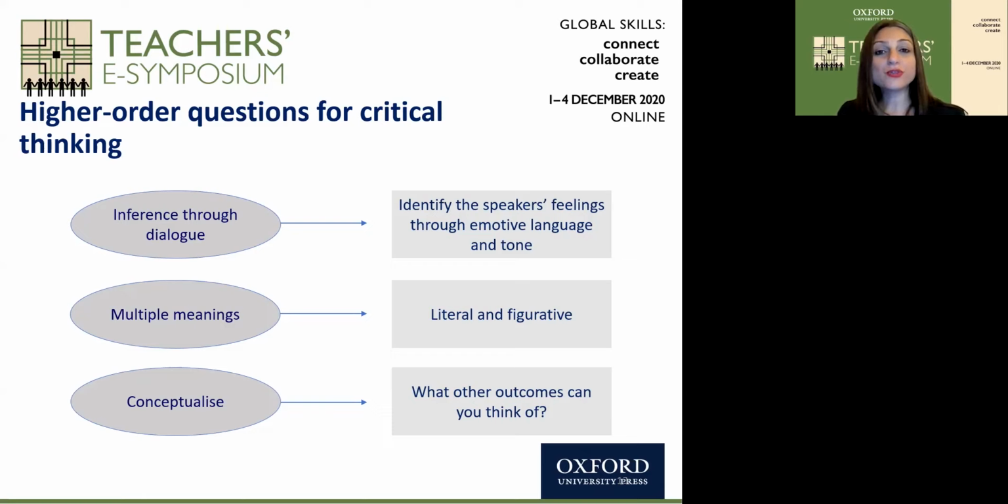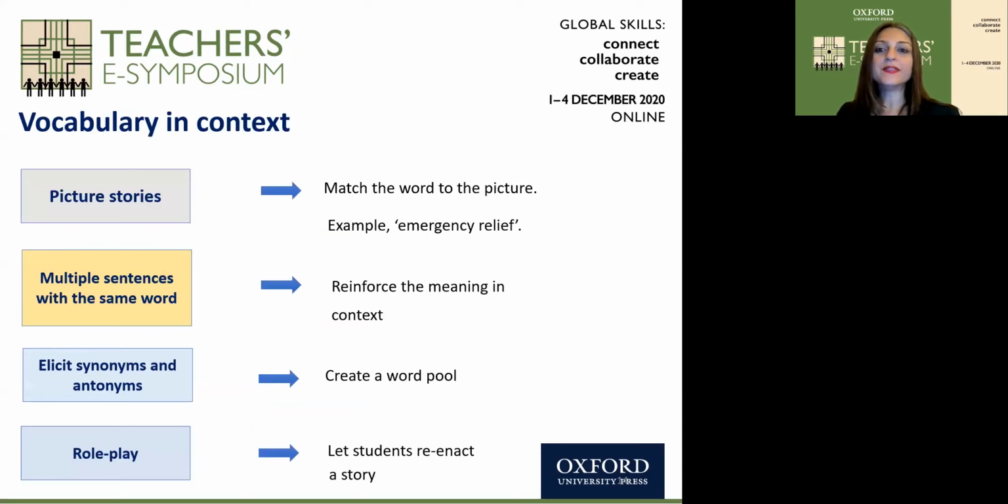It also helps children conceptualize different outcomes of a story. So what other outcomes do you think the story could have? If a character were to change his or her behavior, would the outcome of the story change? Students can also be encouraged to retell a story in their own individual ways. And then there's vocabulary that we might want to pre-teach by a process of elicitation, which we've already discussed.